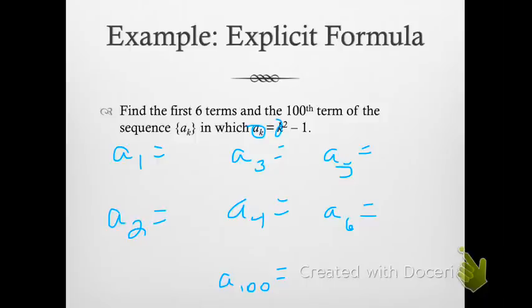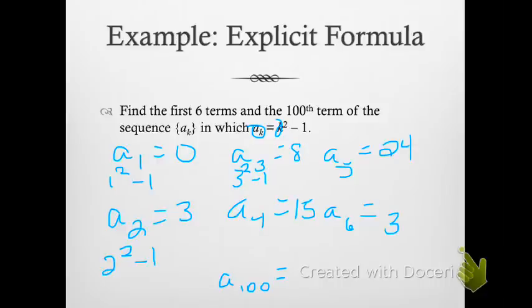So we're going to have 1 squared minus 1, 2 squared minus 1, 3 squared minus 1, etc. And then for the 100th term, of course, we're going to do 100 squared minus 1, which equals 9,999.